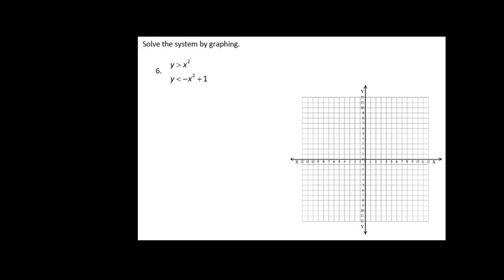Number 6, another graph. This one appears real easy. It's just a regular parabola. So let's plot a bunch of points for that. 1, 1, negative 1, 1, 2, 4, negative 2, 4, 3, 9, negative 3, 9. And let's just hit this with a dotted parabola.